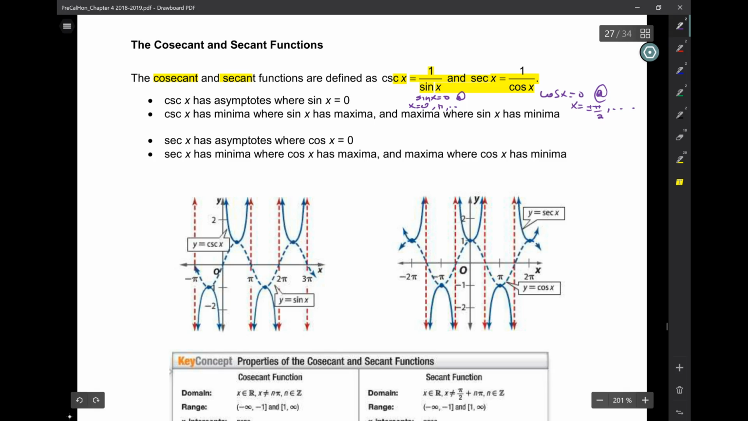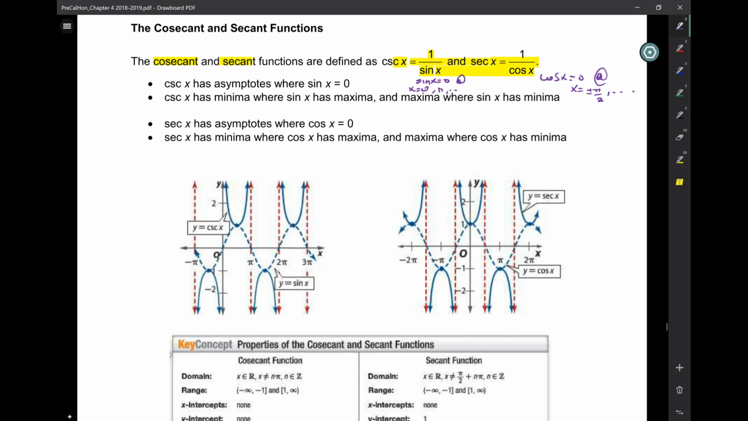That means cosecant must have asymptotes wherever sine is 0. At 0, at pi, at 2 pi, at 3 pi, negative 3 pi, negative 5 pi. Secant is going to have asymptotes where cosine is 0, at all of the pi over 2's, just like the tangent, right? Now, the difference, different from tangent and cotangent, is that cosecant has minima where sine has maxima, and vice versa. Okay, so you can see the graph here.